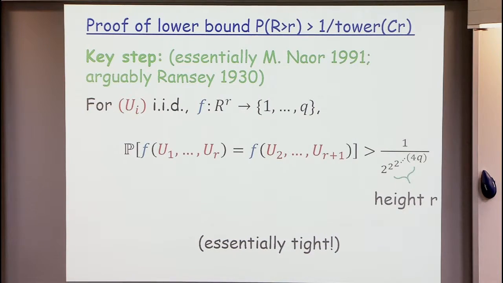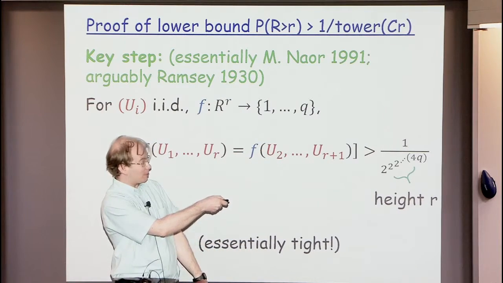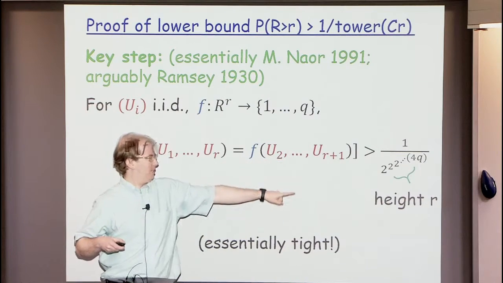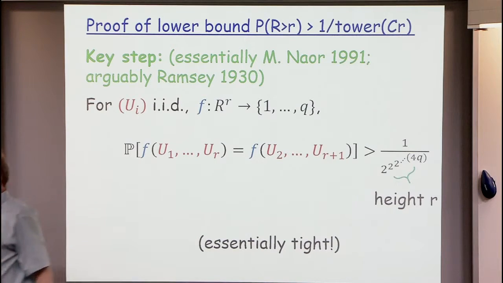Then the claim is with positive probability they're equal, and it's not obvious that it's with positive probability at all, but for this I want the bound as well. So not only is the probability positive, but it's bounded below by something which is incredibly small but positive. It's a tower of height about r, and you have a q at the top. And this is essentially tight by the construction I showed you earlier.